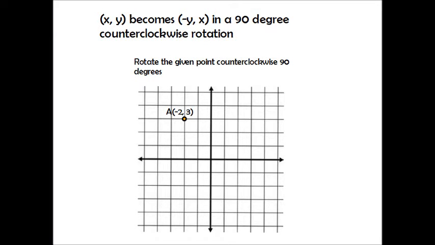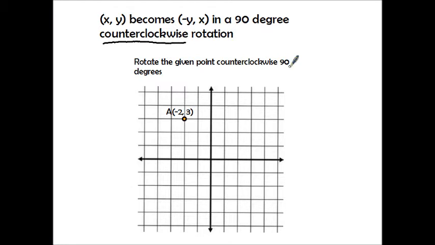x, y becomes the opposite of y, x in a 90-degree counterclockwise rotation. That's a mouthful right there. But okay, so we're going counterclockwise. Rotate the given point counterclockwise 90 degrees. First, you want to figure out which way is counterclockwise. Well, the clock goes this way, so we're going to go the opposite of that.